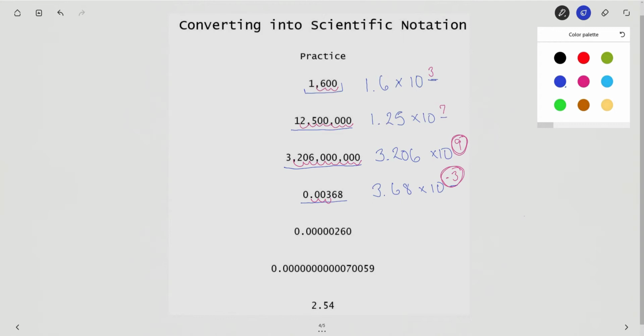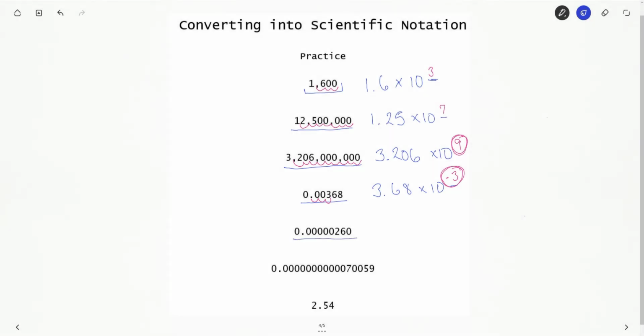Okay, let's go on to my next example here. Again, we're getting smaller and smaller here. I know that I got to get my decimal in between this 2 and the 6. So it is 2.60 times 10 to the, count it up, 1, 2, 3, 4, 5, 6. Again, 10 to the negative 6. We've got a small number here. We've moved the decimal place to the right instead of to the left.